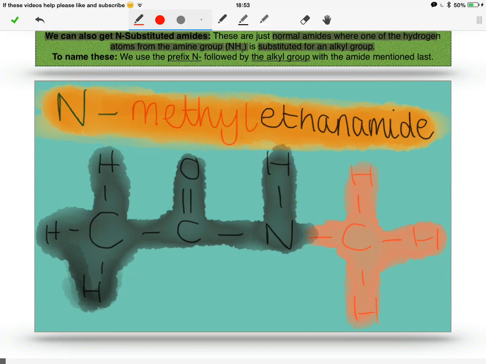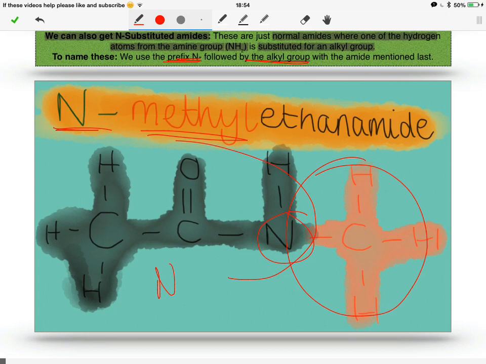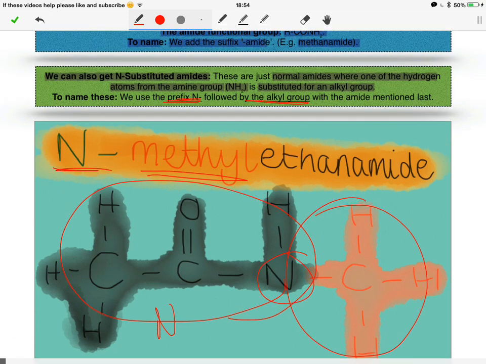So to name this, we would use the prefix N, which I wrote here. Oh, I wrote it up here and I didn't even realise for a second. Then we would follow this with the alkyl group, which is this alkyl group here, and it's always going to be the alkyl group attached to the nitrogen. So if this was a propyl, this part here would be propyl, but it's a methyl group, so it's N-methyl, and then we name the amide. So here it's ethanamide. So the total name of this is N-methyl ethanamide.